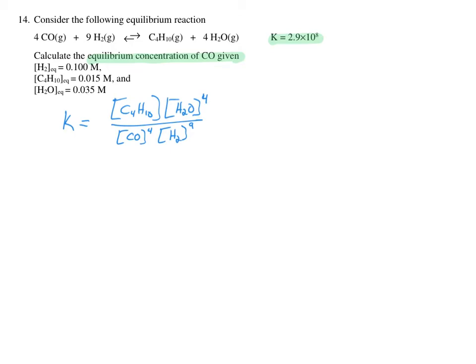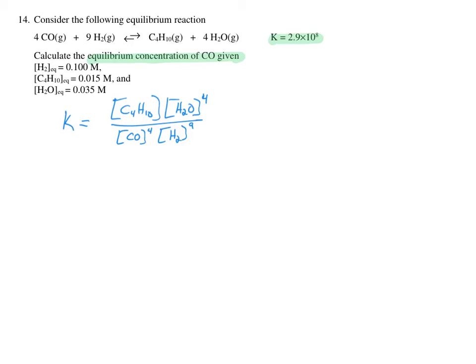As always, we have the concentration of our products raised to their coefficients. Here the coefficient of C4H10 is 1, and the coefficient associated with H2O is 4. Our denominator contains the equilibrium concentrations of our reactants raised to their coefficients. Carbon monoxide has a coefficient of 4, and H2 has a coefficient of 9. So this is our equilibrium constant expression.